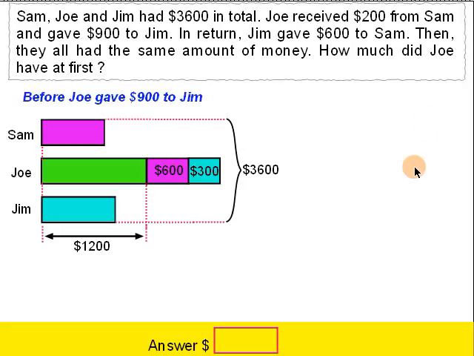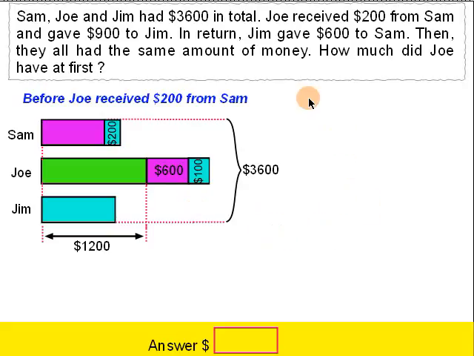Then lastly, it says that Joe received 200 from Sam. So we have to take from Sam. It was taken from Sam and given to Joe, $200. So now we have to take from Joe 200 and give to Sam. We do that. Right? So in the very end, it says, how much did Joe have at first?